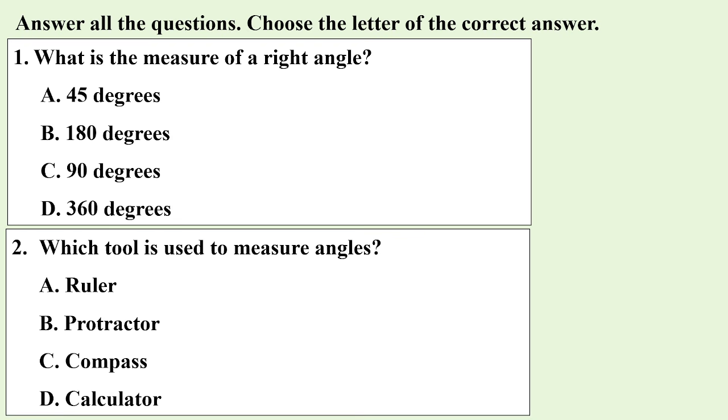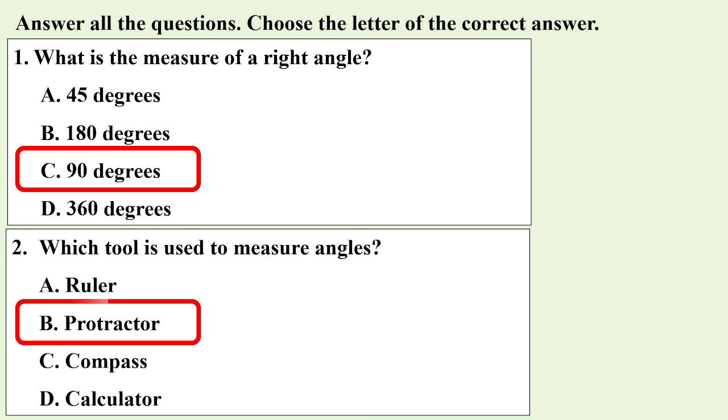Number 1. What is the measure of a right angle? 90 degrees. Number 2. Which tool is used to measure angles? Protractor.